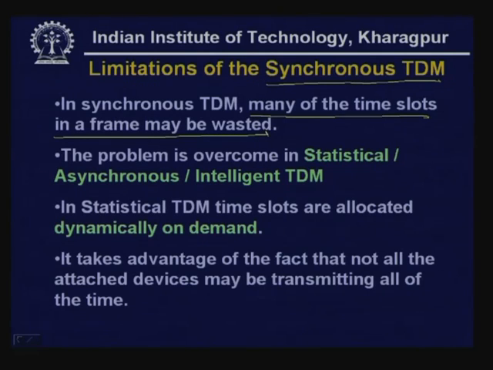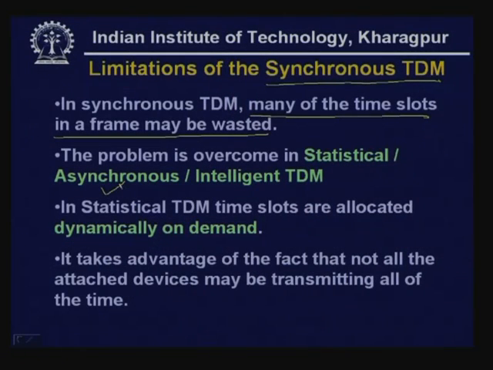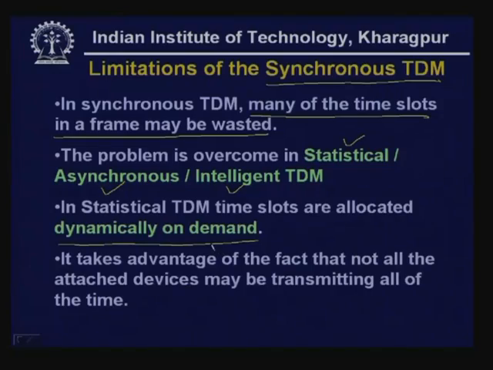This problem is overcome by using a new technique which is known as statistical or asynchronous or intelligent time division multiplexing. Actually, there are three different names to refer to the same thing. It is referring to asynchronous time division multiplexing, but sometimes it is called statistical time division multiplexing or intelligent time division multiplexing. In this asynchronous time division multiplexing, slots are allocated dynamically on demand. In the previous case, as you have seen, the slots are pre-assigned, dedicated to each channel. Here it is not so. Depending on whether a particular channel has some data or not, a slot is allocated dynamically.